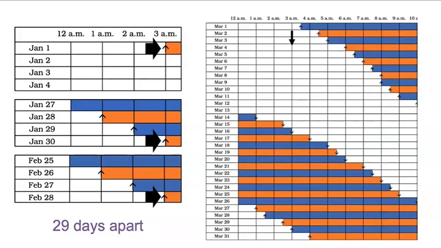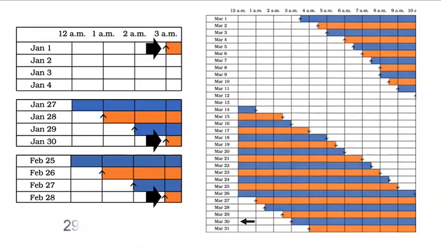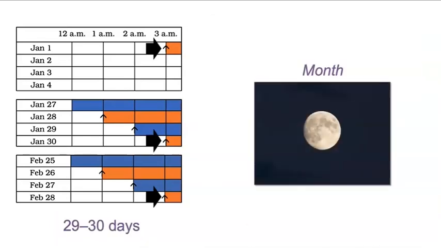Did you find it? On March 30th, the moon rises at 3 a.m. March 30th is 30 days after February 28th, the date of the last 3 a.m. moonrise. So the cycle seems to repeat every 29 to 30 days. In fact, the moon's monthly pattern repeats every 29.5 days. The pattern takes about a month to complete, which is why the word month comes from the word moon.